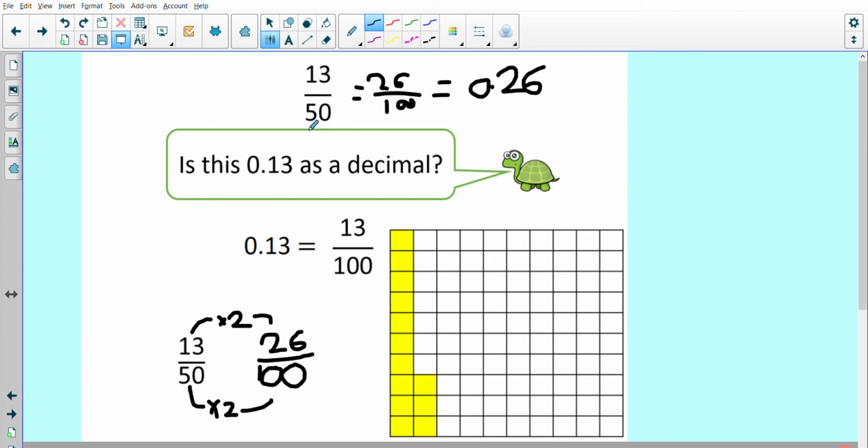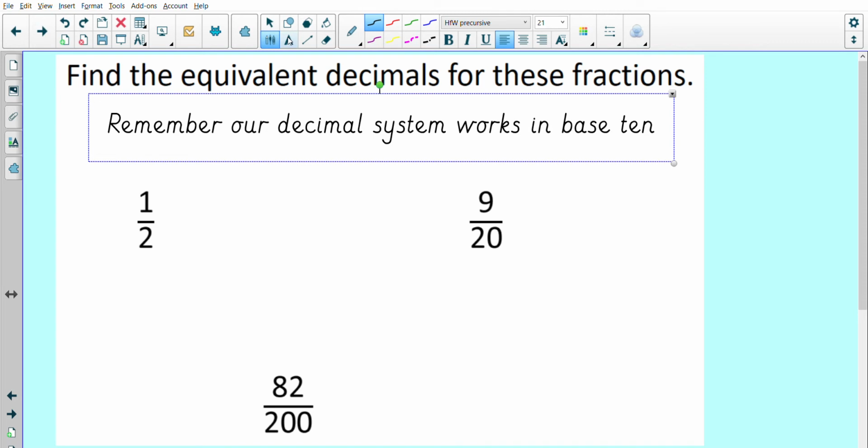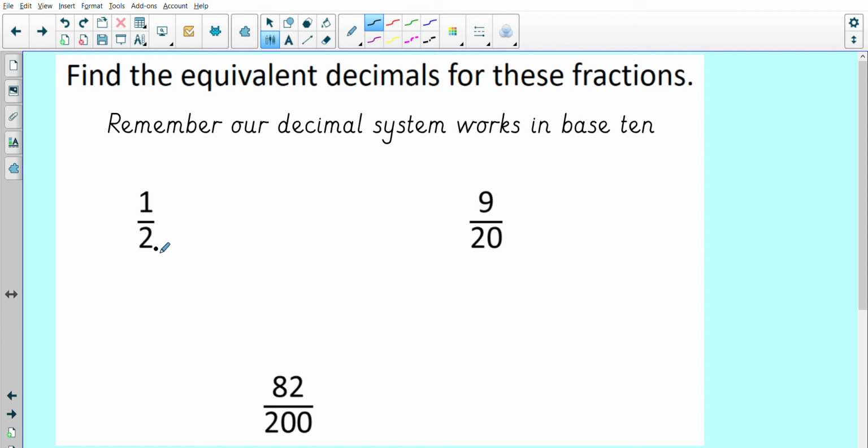Our number system does not work with 50ths. We're going to have to convert it. Right, so we're going to find the equivalent decimals for these fractions. Remember, our decimal system works in base 10. We don't work in 2s, so how am I going to get from 2 to the system that we work with? So we work in 1s, 10s, hundreds, thousands, don't we? So 2, I'm going to multiply that by 5, and that will give me a tenth.